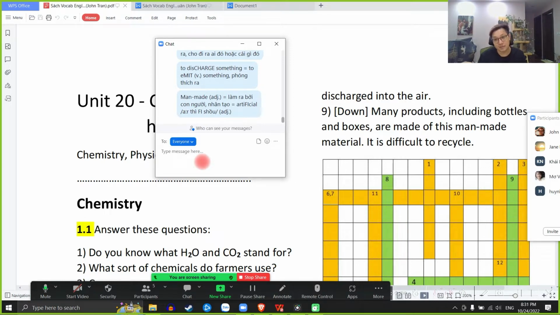It's difficult to recycle, rất khó để mà tái sử dụng. Để tái chế chứ, to recycle. To recycle là tái chế. To reuse. To reuse mới là tái sử dụng.